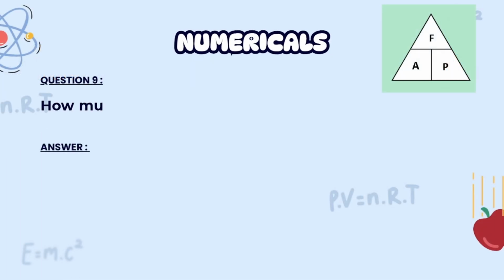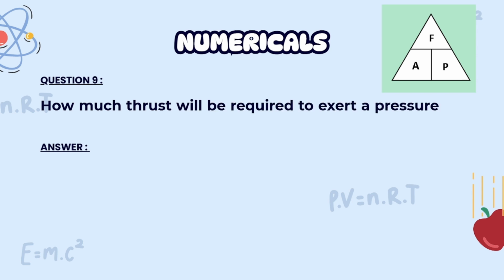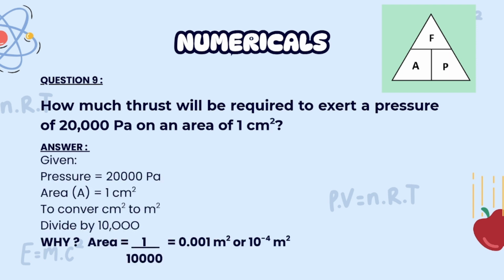Let us move on to the next question, question number 9. Hope you are trying it yourself before I solve it. Question number 9 says, how much thrust will be required to exert a pressure of 20,000 Pascal on an area of 1 square centimeter? So here also, can you see one thing? Area is in square centimeter. What we have to do? Yes, divide it by 10,000. 1 divided by 10,000 is nothing but 0.001. Or you can just write 10 to the power minus 4 if you are comfortable.